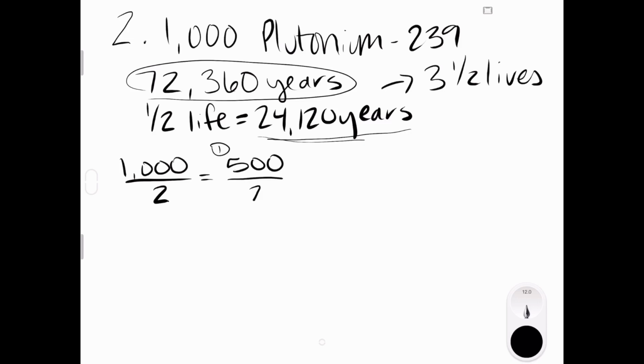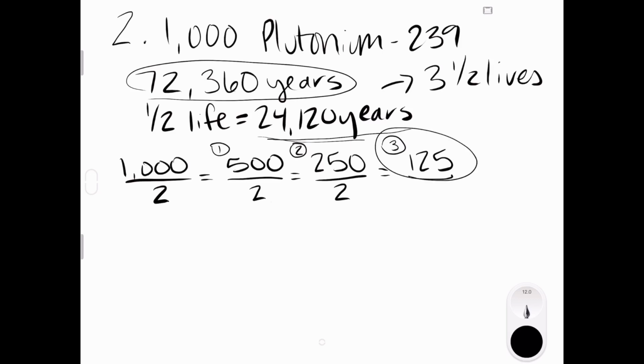That gives us 500. Divided by 2 one more time. That gives us our 250. So that's our second half-life. One more time. That's 125 atoms. So by our third half-life, see we've done it 1, 2, 3 times. We're left with 125 parent atoms.